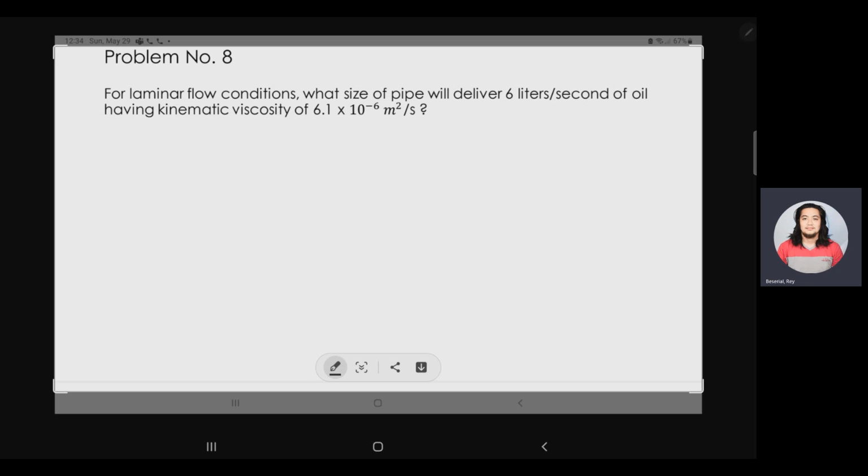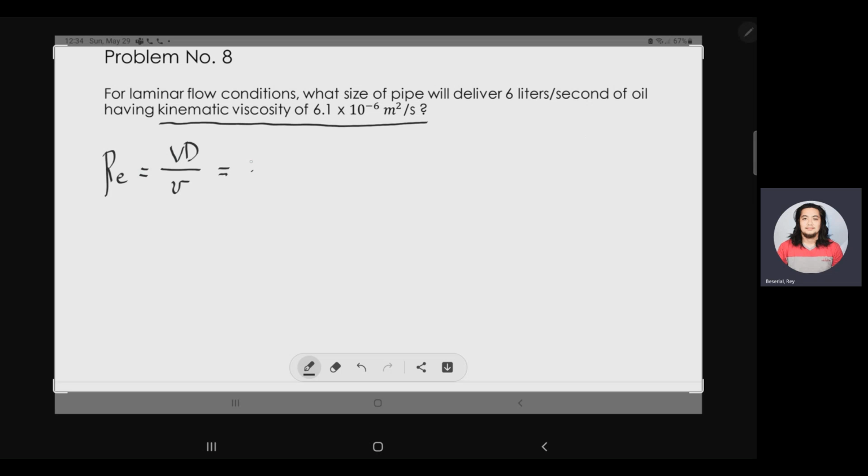Since ang ating equation is in terms of kinematic viscosity, balik tayo dun sa ating problem number 6 na formula for Reynolds number. So Reynolds number equals to velocity times diameter over kinematic viscosity. I-expand natin tong formula na to.